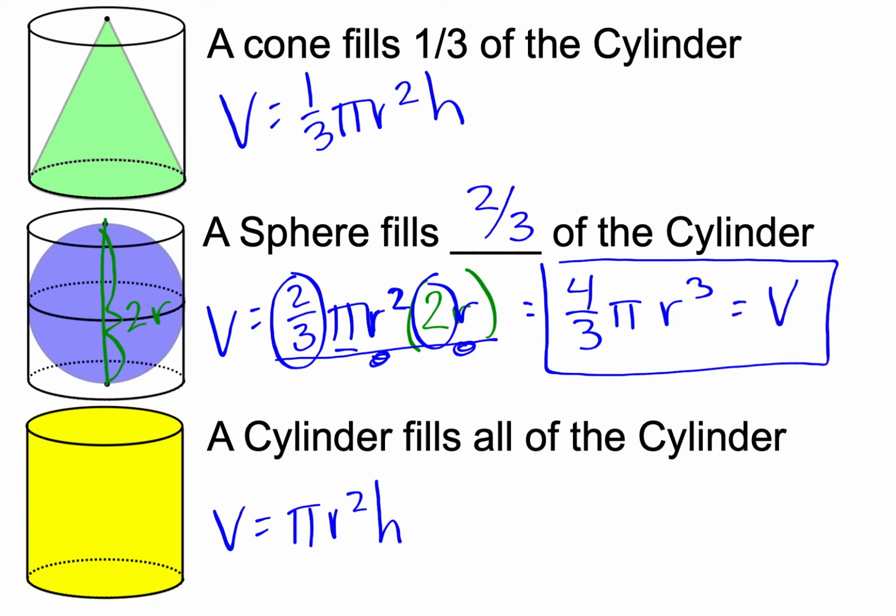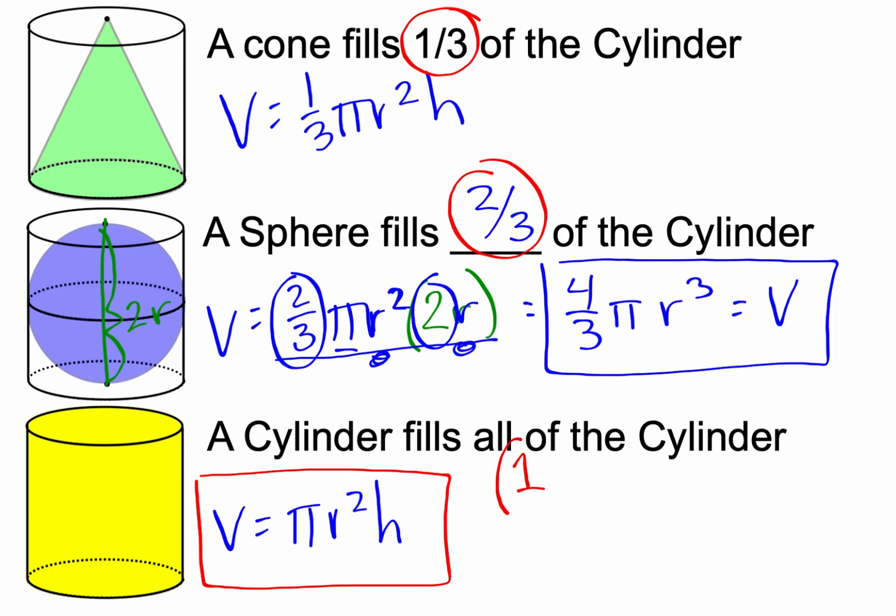So if on the test you kind of forget some of these formulas, if you can at least remember this formula, and you remember 1/3, 2/3, and 1, you would have all 3 of these. Because given the same dimensions, a cone's volume plus the sphere's volume equals the cylinder's volume.